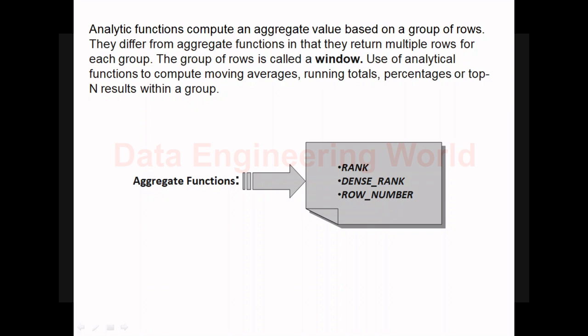The difference between aggregate functions and analytical functions is that an aggregate function returns a single row for each group, whereas an analytical function can return multiple values for each group, and these groups of rows are called windows.